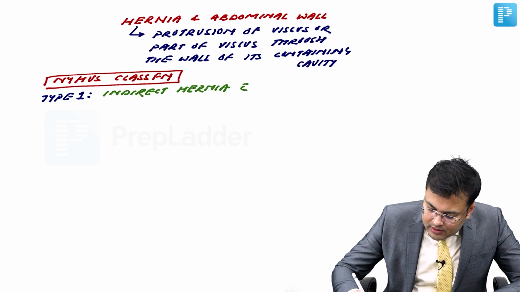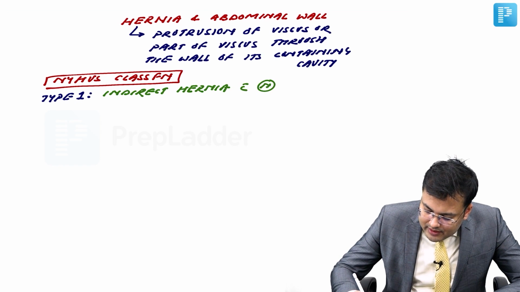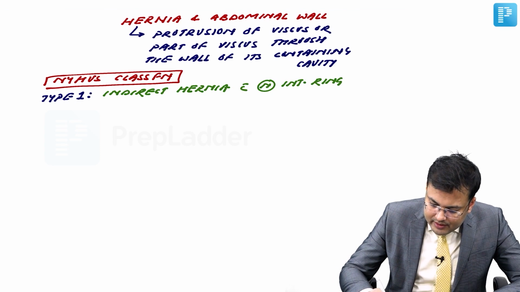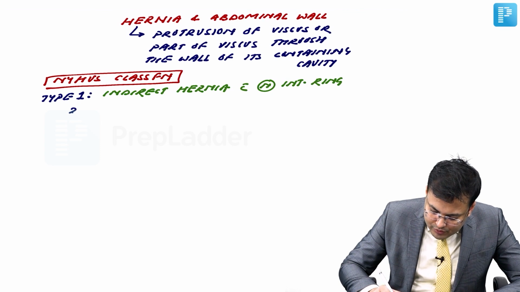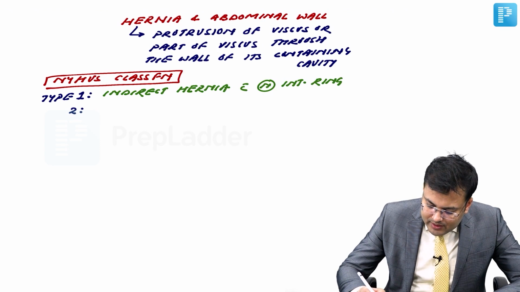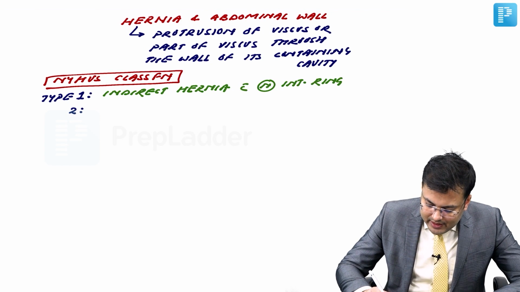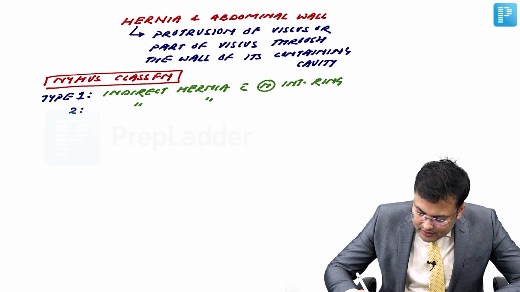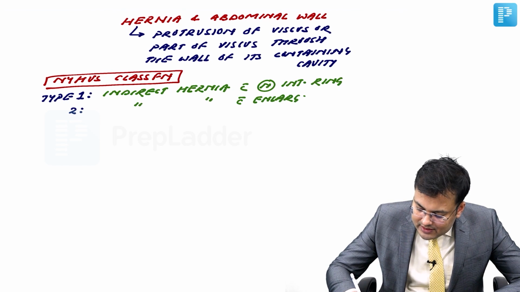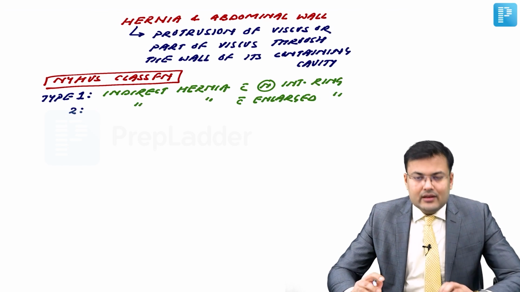So type 1, here there is indirect hernia with normal internal ring. And what is type 2? In type 2, the patients are having indirect hernia with enlarged internal ring.